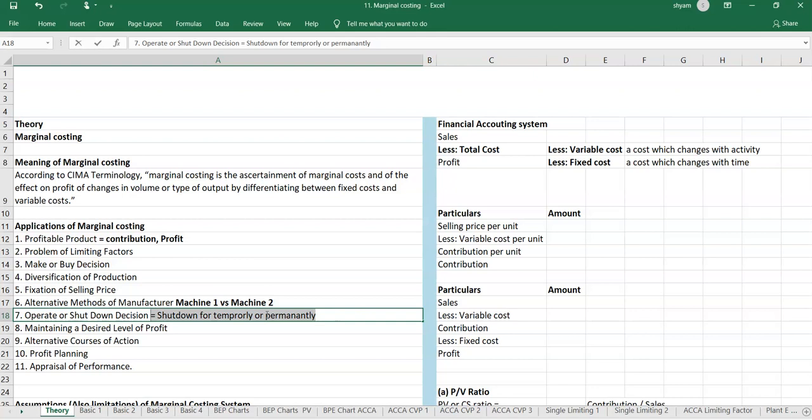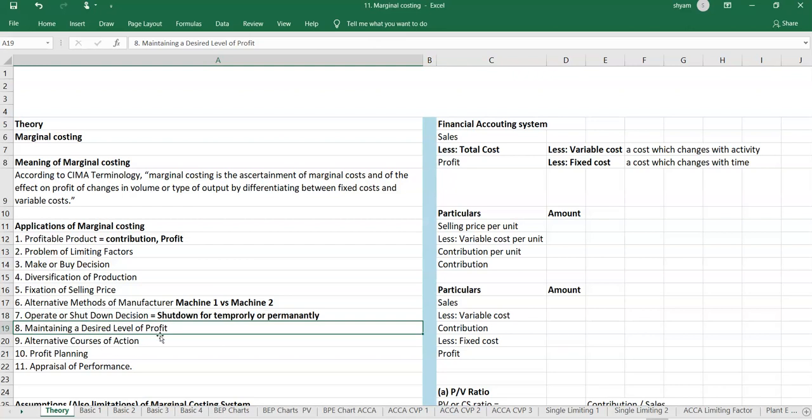So the companies which will try to shut down temporarily or permanently are something like hotels, or something like theme parks, which will not have many customers during some winter season. So at that time they will try to go for partially closing down or permanently closing down the facility. Again they will open up in the summer or during the vacation time. So that kind of decisions also have to be taken, and marginal costing helps with that.